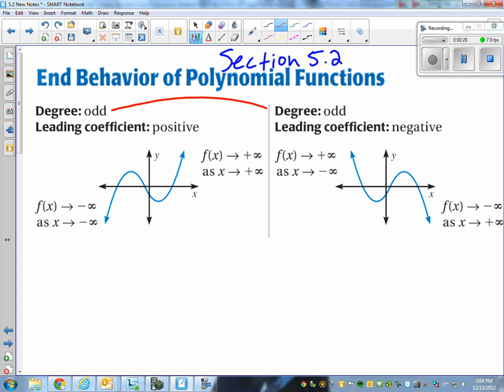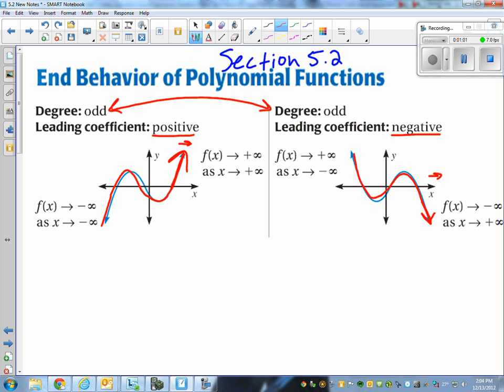yesterday. Degrees that are odd are generally S-shaped like this. So one end goes one direction and the other end goes the other direction. So odd degrees, again, are S-shaped. Their leading coefficients change the way they look. If they're positive, it goes up as you go to the right. If your leading coefficient is negative, you go down as you go to the right. That's the main thing to think about with these.